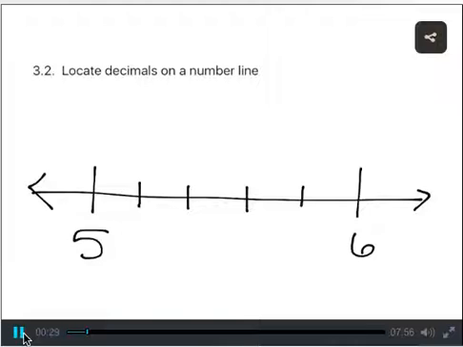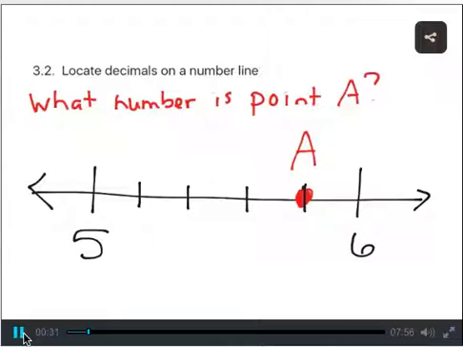The first thing we're going to do is figure out what number is point A on this number line. When I look at this number line, there's a point between a 5 and a 6. Now there are a lot of numbers between 5 and 6, but we only have 4 tick marks, so we have to figure out what this number line is counting by. We've done this with fractions before, but today we're going to do it with decimals.